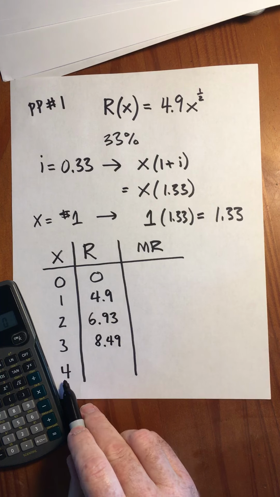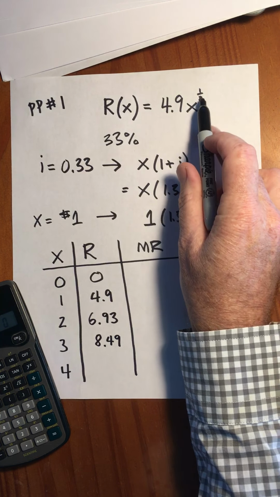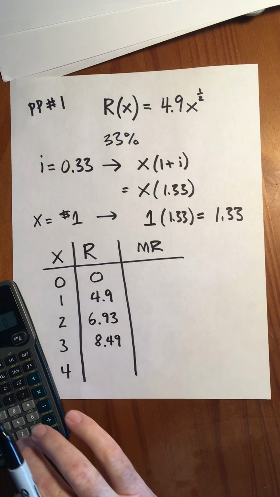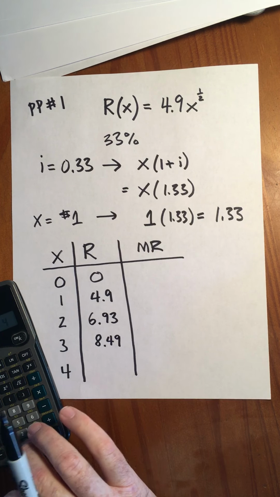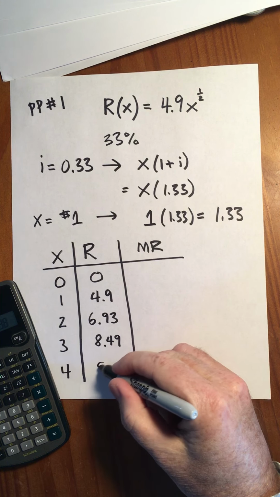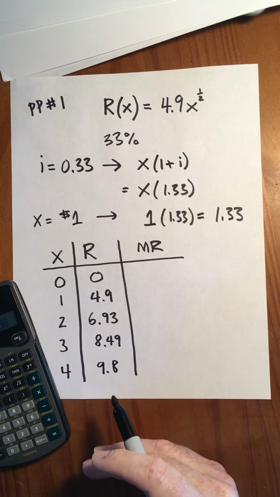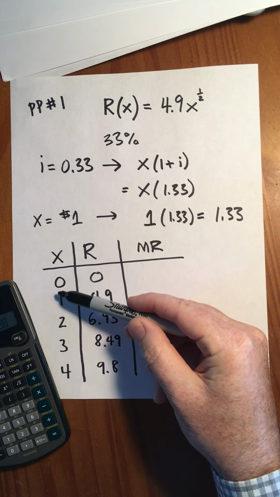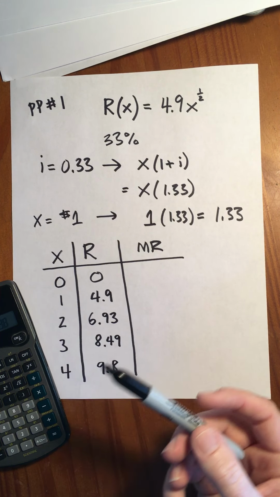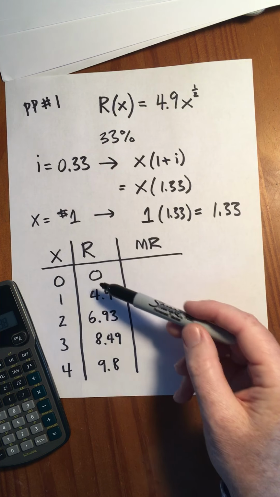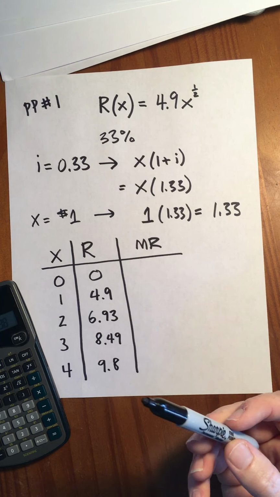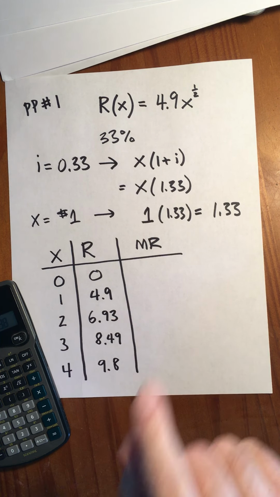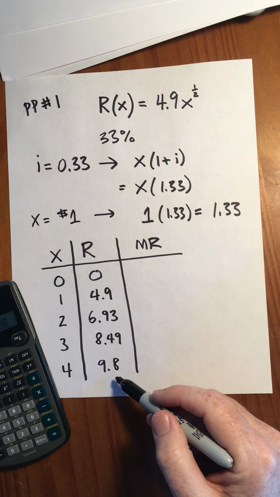If I put in 4, the square root of 4, 4 to the power 1/2, is 2. I know that one. 2 times 4.9, let's see what that is. 2 times 4.9 is 9.8, right? And of course, you can keep going. The idea here is what you're noticing is as the firm borrows more money and invests it in the company, so X goes up, they generate higher revenue. No surprise, right? You put more money into the business, develop more product, and so on, your revenue goes up.